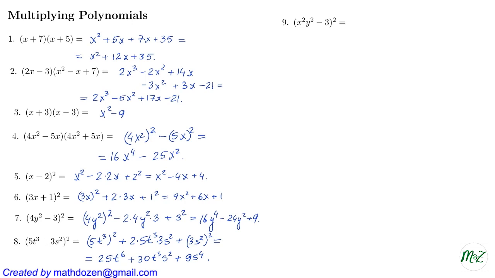And one more example. We have a square of this difference of terms. So we get the square of the first minus twice the product of the two plus the square of the last. And squaring all the necessary terms, we get x to the 4th y to the 4th, minus 6x squared y squared, plus 9.